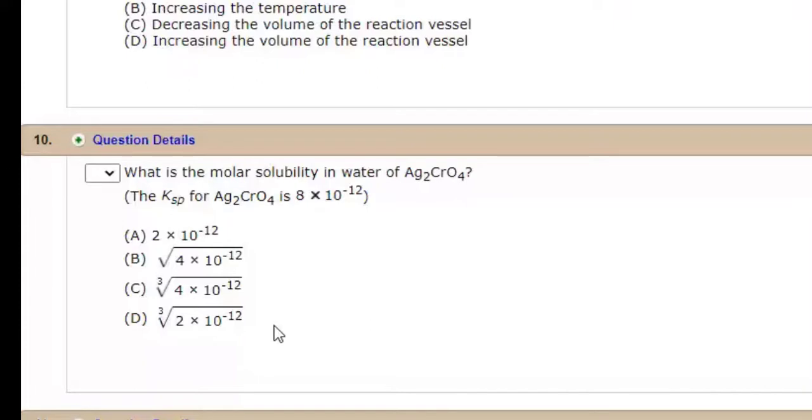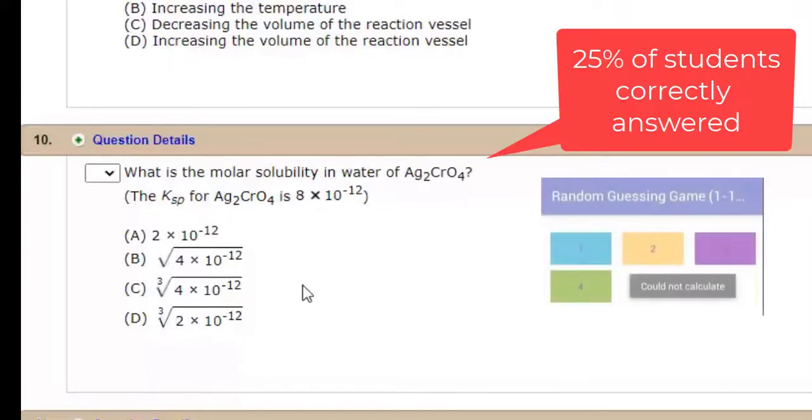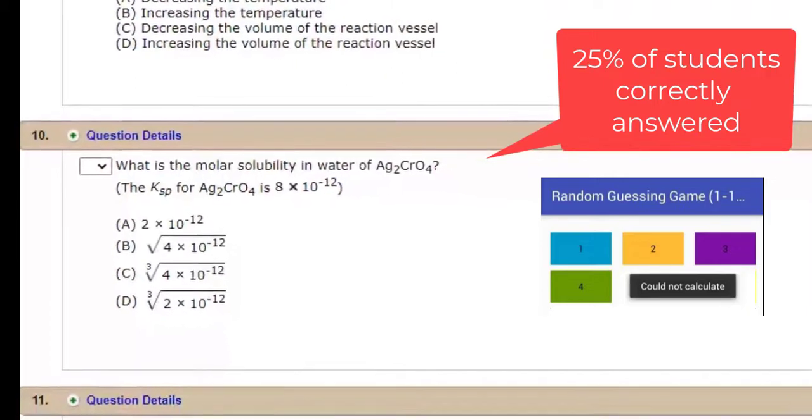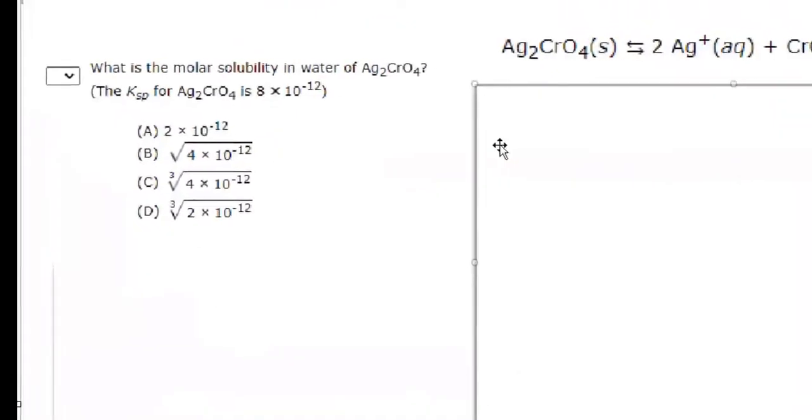This problem was a really tough one, and when it was given on an AP exam, the number of correct responses was only 25%, which is just random guessing. So let's see what this one's about. This one's worth a little bit of time. First of all, here's the question.